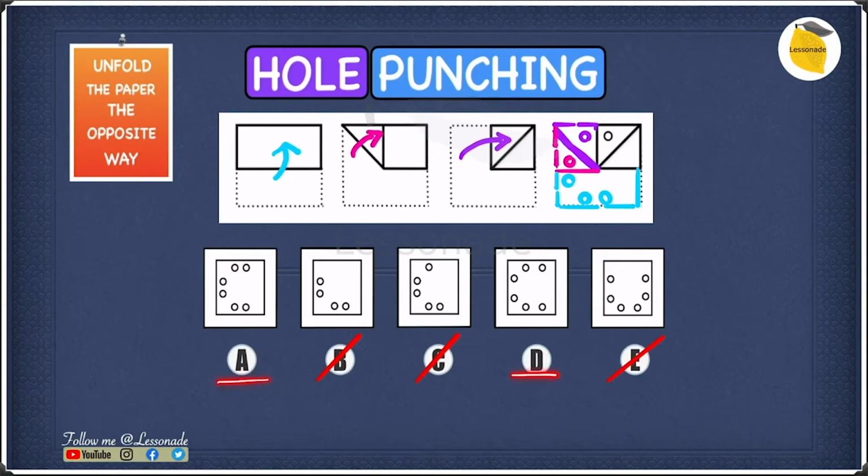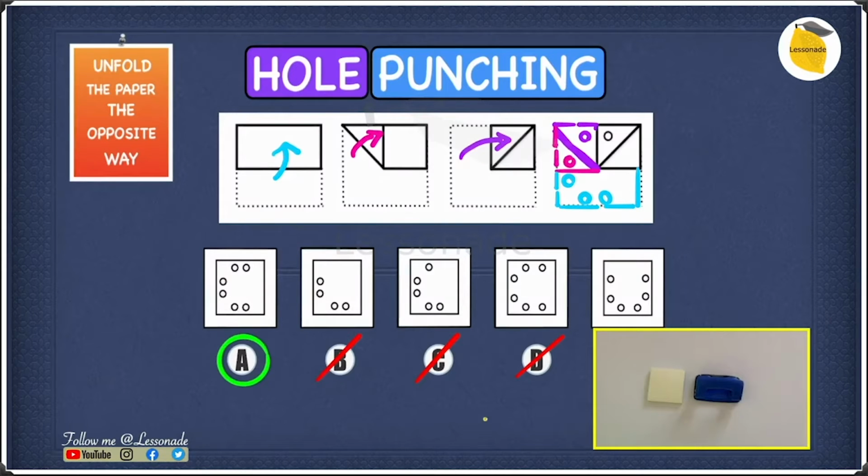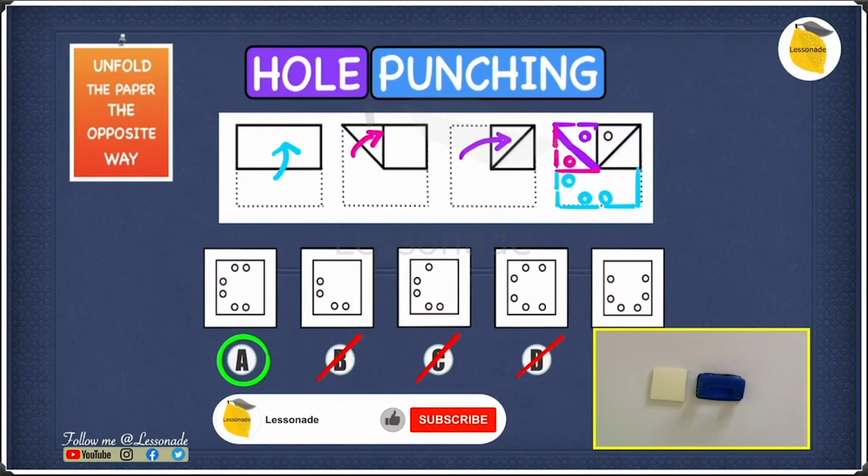So in A and D, the only thing that's different about them is the difference between the holes. The gap between the holes is different. So in A, we have a smaller gap between them, but over in D, we have a larger gap between them. And in our answer, there's a smaller gap between the holes, which means we can go ahead and cross off D. So that means our answer to this question is A. Now let's check if A is right by folding and punching the paper.